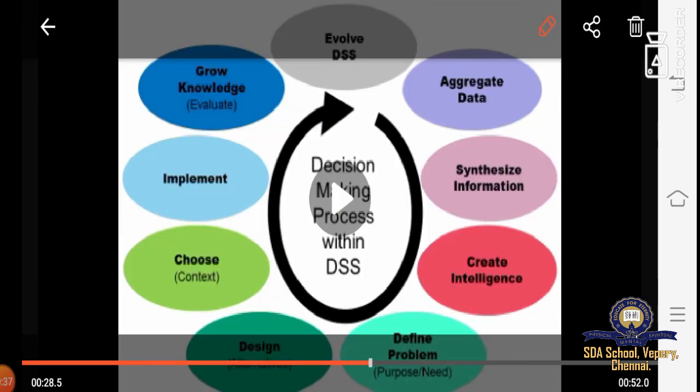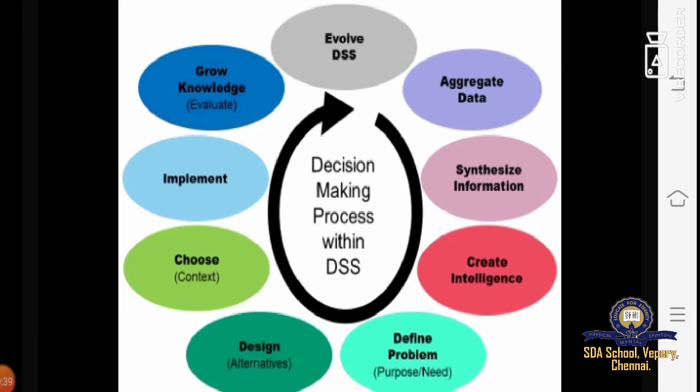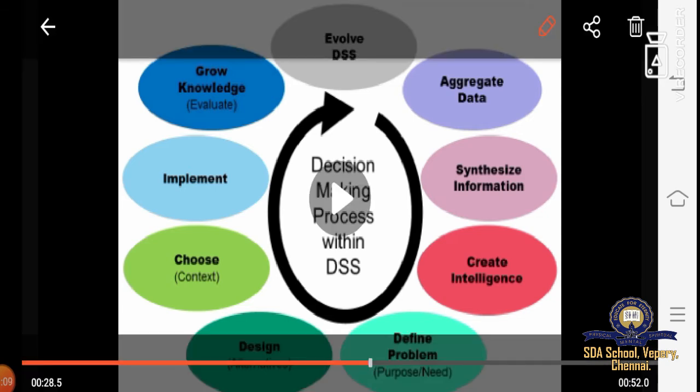Okay, this is the diagram. You can see over here the decision making process within DSS. Okay, these are the things that are helpful in your spreadsheet. You can create, you can choose, you can design, you can define problems, you can even implement them, you grow knowledge and evaluate the DSS and aggregated data. Okay, anything you want you can do in DSS.